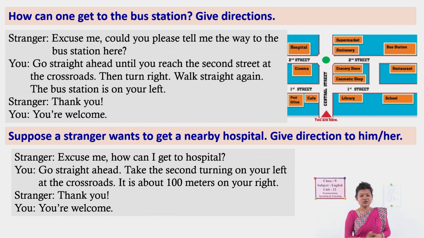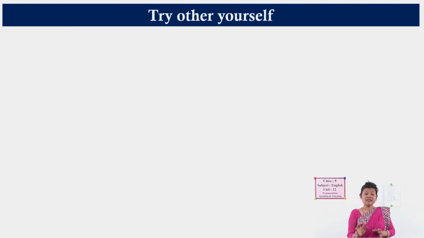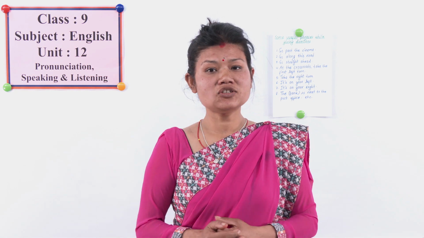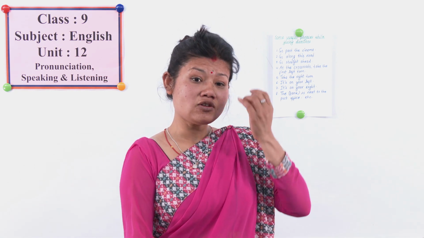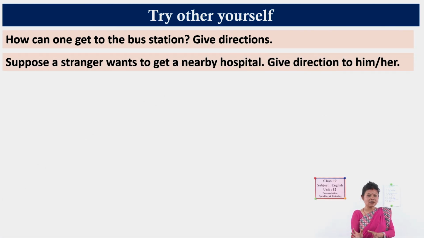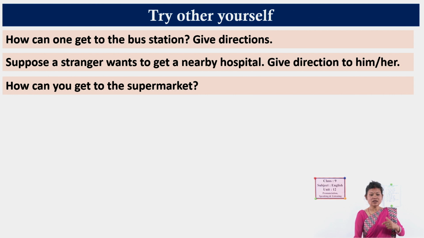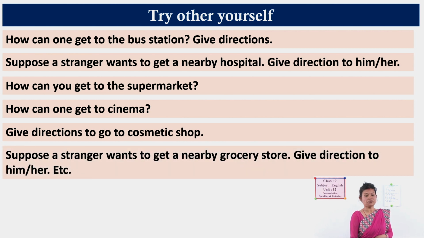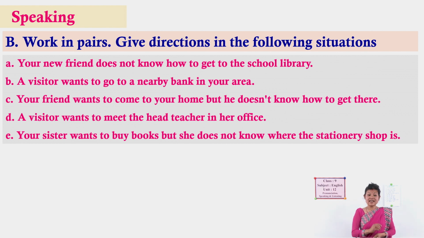Okay, very good, you have performed very well. Now, there are other situations, you can look at your book as well. There are other situations in which you have to make a conversation giving directions to a stranger. So, you can try. For example, how can one get to the bus station based on the same map? In that map there is a bus station also, and how can a stranger get to that bus station? Please provide the directions. Similarly, a stranger wants to get to a nearby hospital. Similarly, how can one get to the supermarket, cinema and cosmetic shop? Similarly, the grocery store also. So, in these situations, dear students, I hope you can easily provide the directions using the given map. Okay. One more activity, look at activity B, work in pairs.